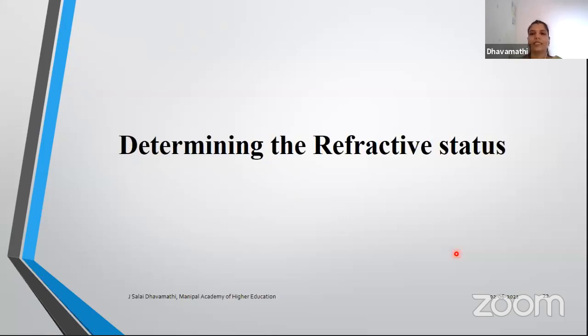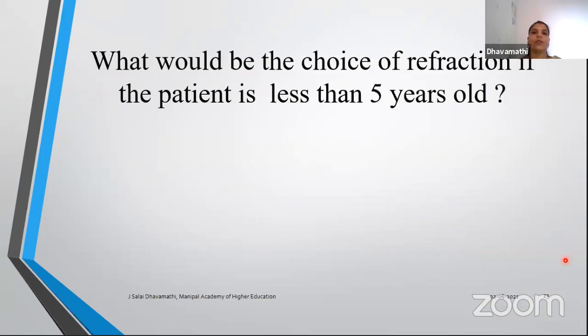When a child comes, it is very challenging to determine the refractive status. Sometimes the child will not be cooperating, or the child will be sleeping and all. So you should understand the condition of the child, and then proceed with the procedure. Okay. What would be the choice of refraction if the patient is less than 5 years old?